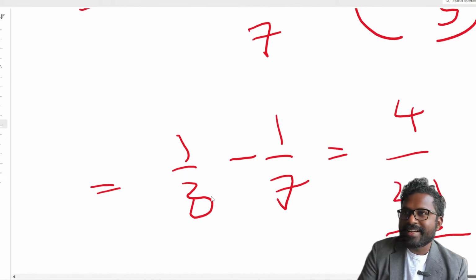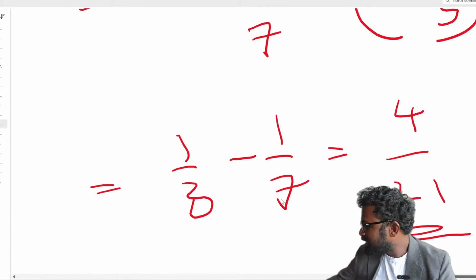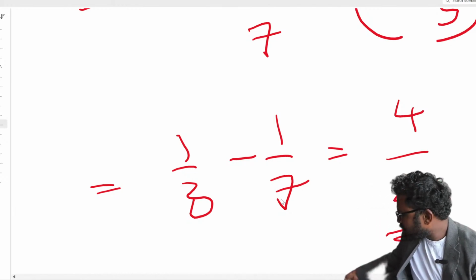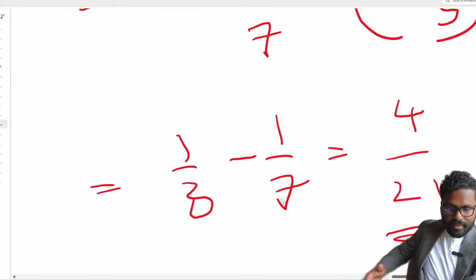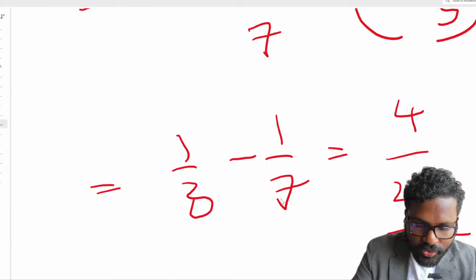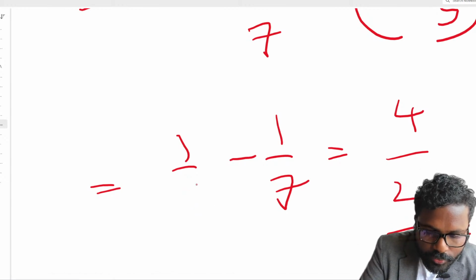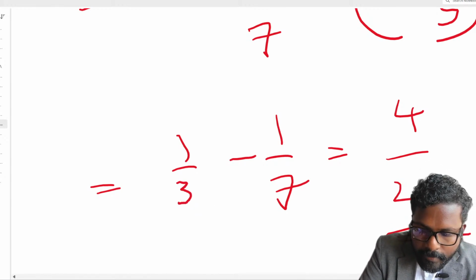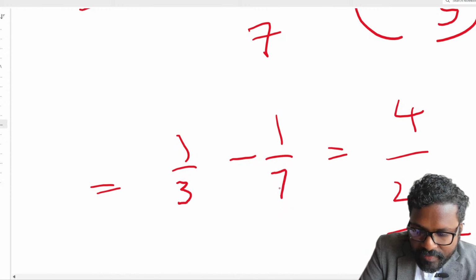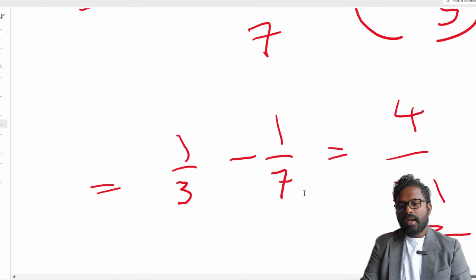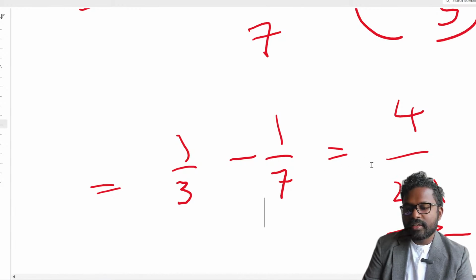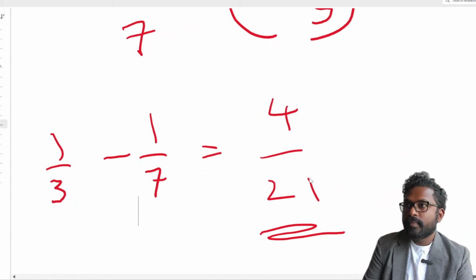For people who don't understand, that is actually a 3, it's not a 6 or any other number, and minus of 1 by 7. Sometimes the tablets are not very convenient to use, so I'll just rewrite this for you: 1 by 3 minus 1 by 7. If you solve this, you will get the answer as 4 by 21.